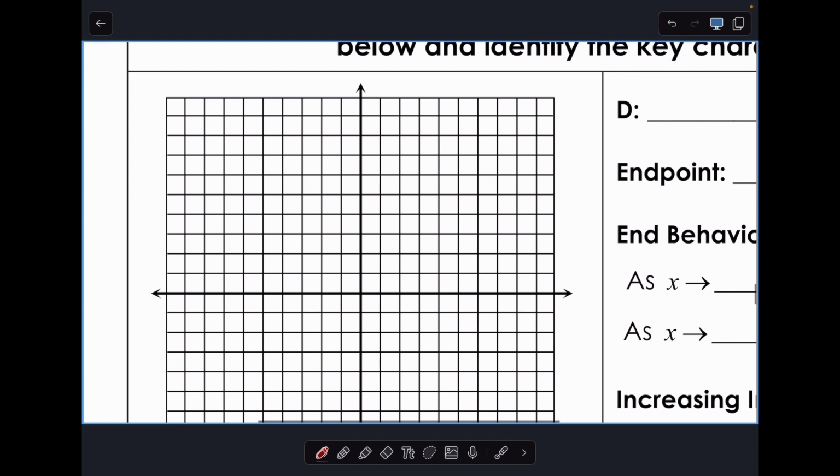So we're going to go ahead and graph our 0, 0. That's our endpoint. We don't call it our vertex. It's our endpoint because we don't have a continuous graph. It kind of stops right there, so we call it an endpoint. And then if I take the square root of 1, what would that be? 1.